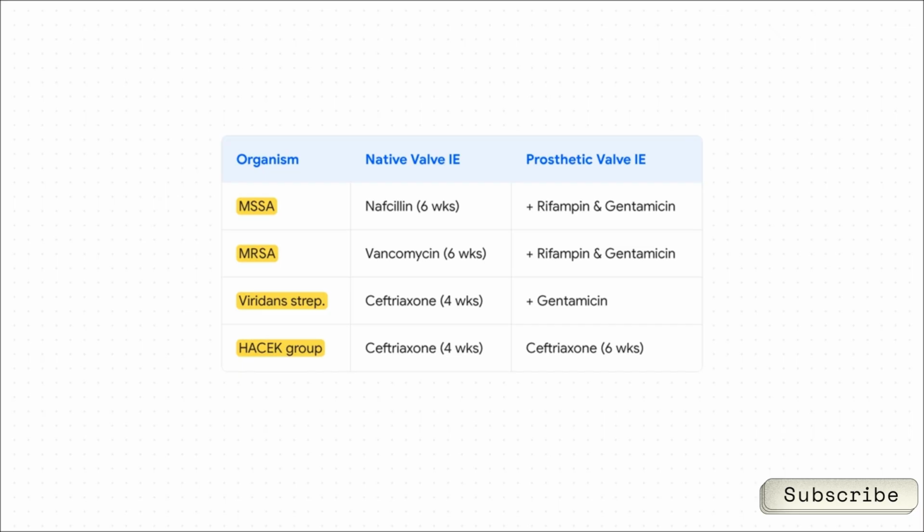This slide gives you the high-yield, first-line stuff you gotta know. For your standard MSSA, you're using nafcillin. For MRSA, it's vancomycin. Notice the timeline. We're talking 4 to 6 weeks of treatment. And here's the key difference to remember. For prosthetic valves, the treatment has to be more aggressive. We often add drugs like rifampin and gentamicin to break through that tough biofilm on the artificial valve.